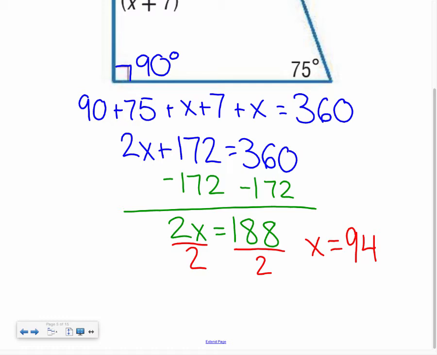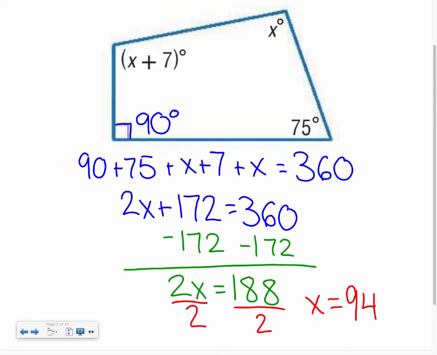Last step to answering these questions is going back up to the top and saying that our angles are 94 degrees for x, and when we have x plus 7, we get 101 degrees. So for section 11.4, your homework will be classifying the quadrilaterals and finding missing angle measurements.